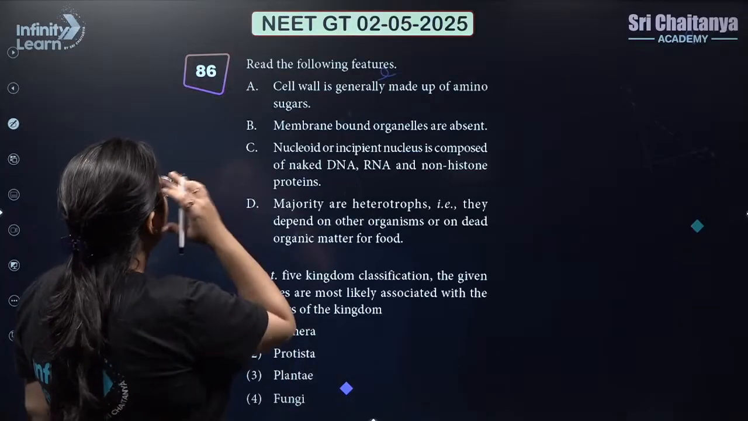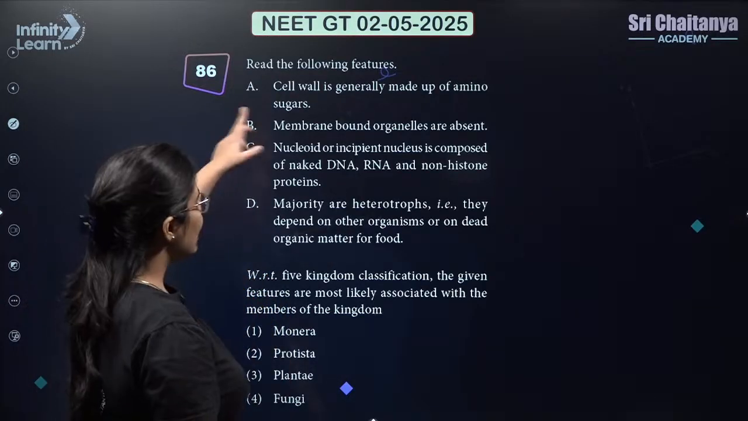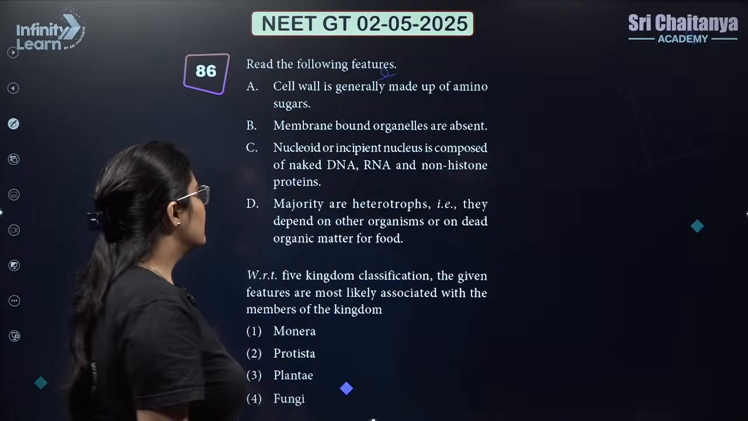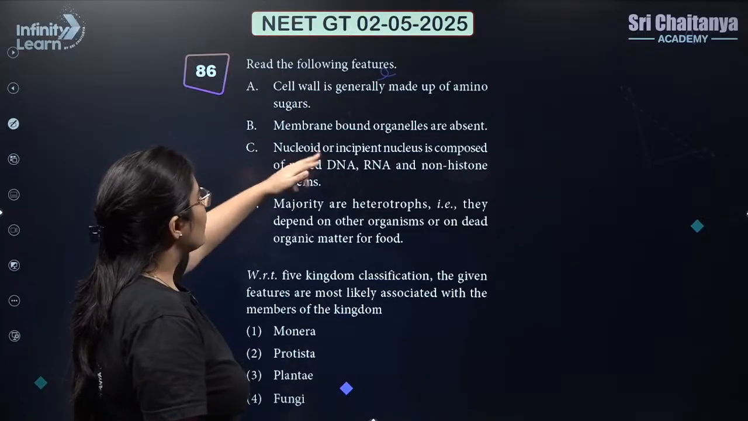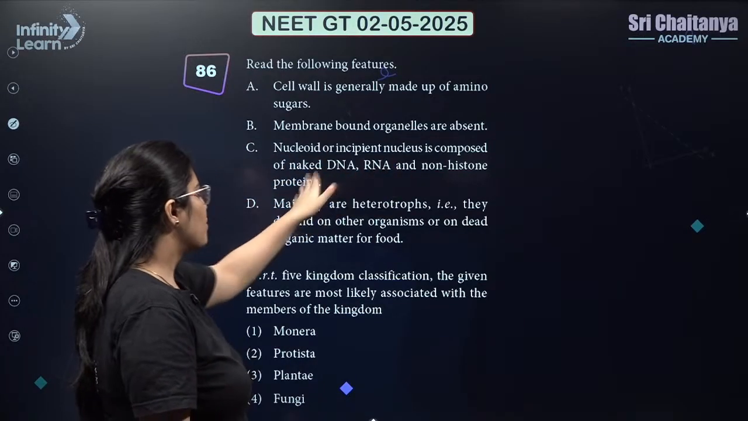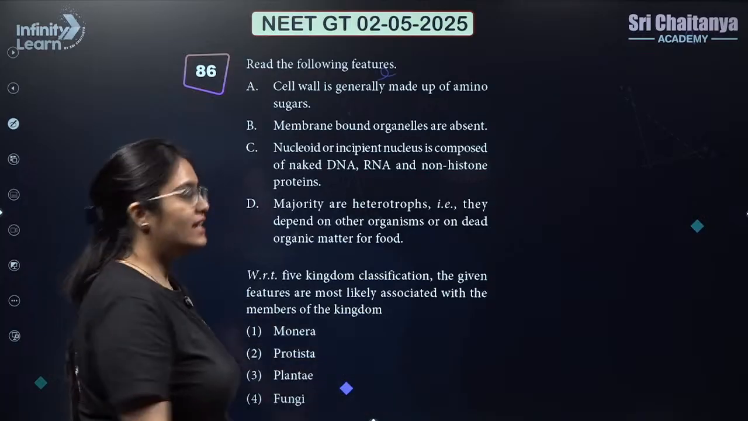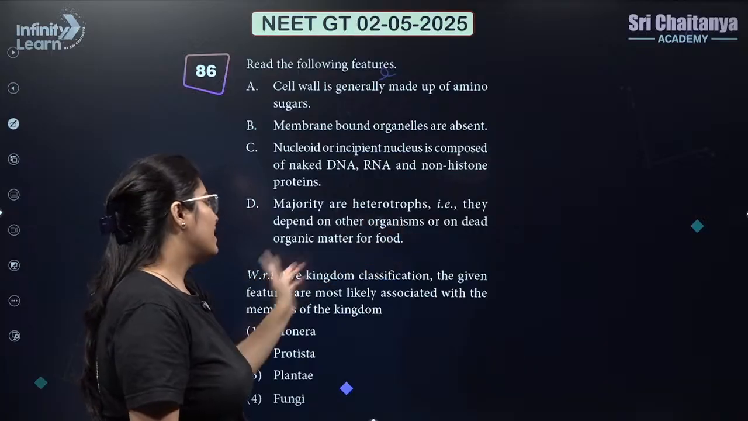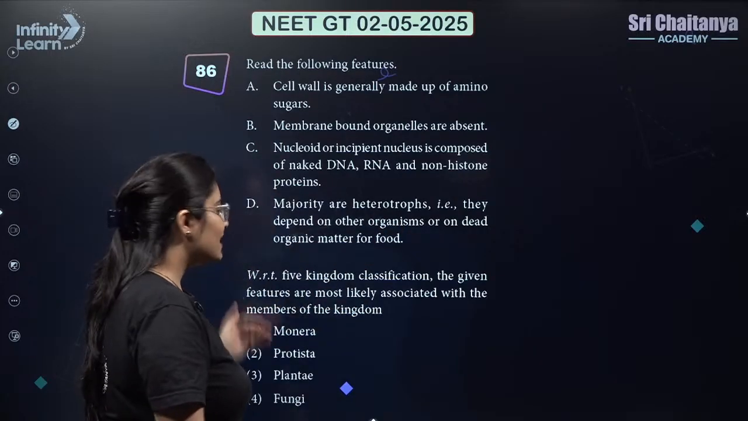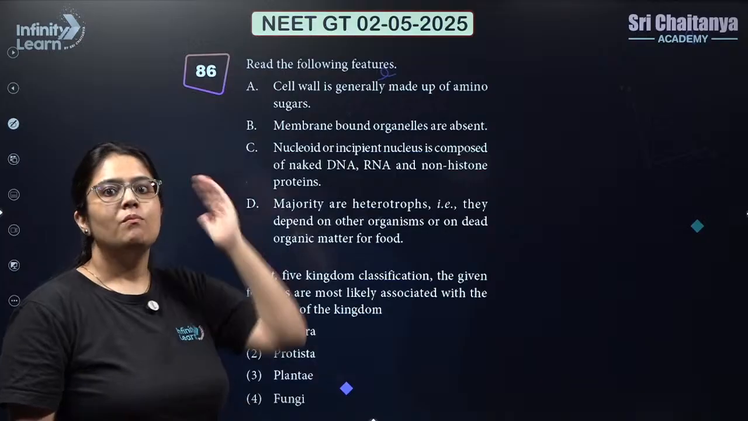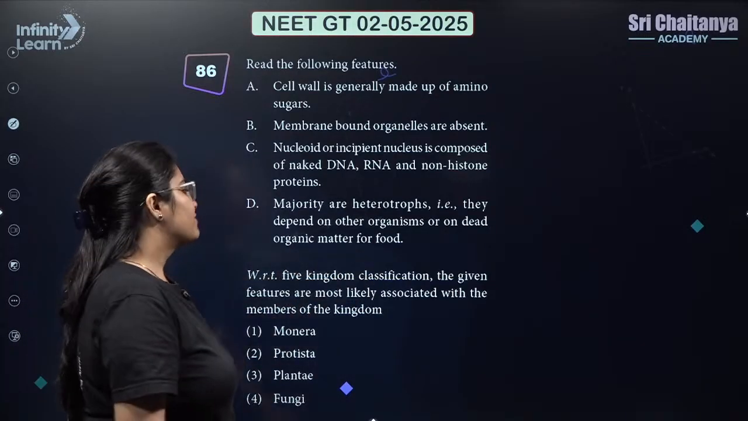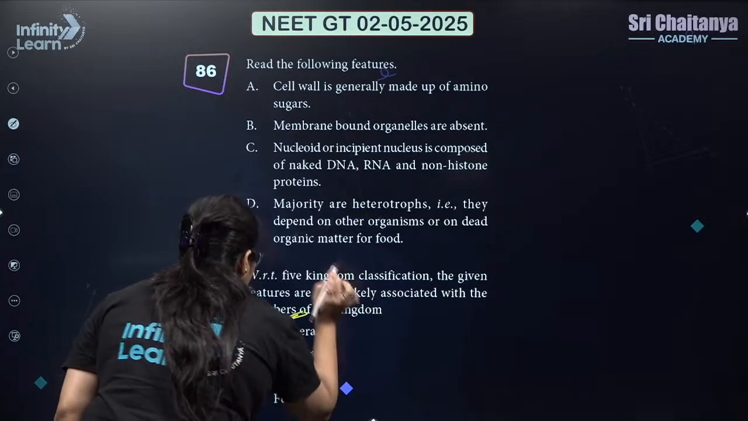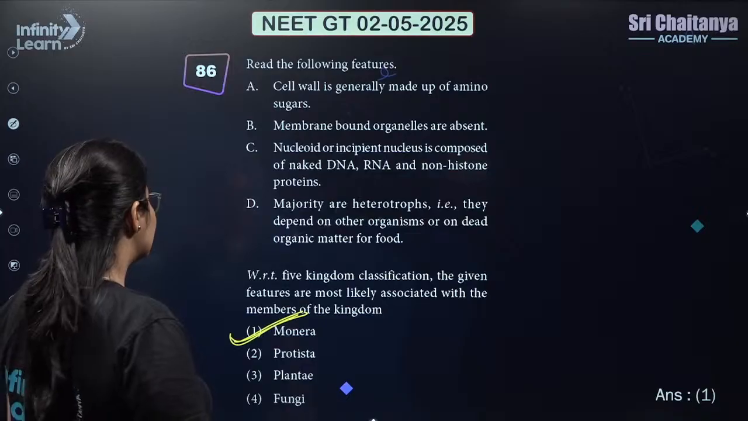Next question. Read the following features. Cell wall is generally made up of amino acids and sugars. Membrane bound cell organelles are absent. That means it's a prokaryote. Nucleoid or incipient nucleus is composed of naked DNA, RNA, non-histone protein, again indicating a prokaryote. Majority are heterotrophs, that is they depend on other organisms or on dead organic matter. They are all talking about prokaryotes. If we talk about kingdoms, which was the prokaryotic kingdom? Monera. So with respect to five kingdom classification, the given features are most likely associated with members of the kingdom Monera. The correct answer is 1, my dear students, that is Monera.